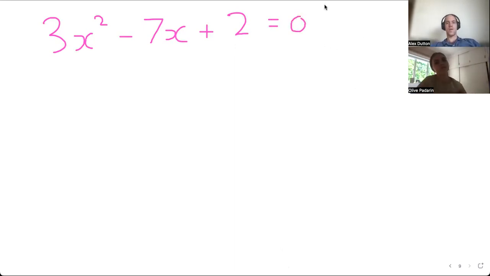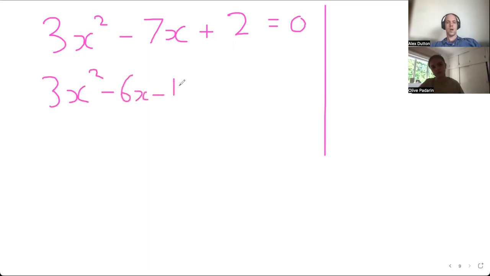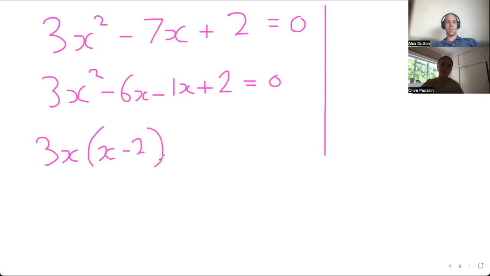6. So now we're looking for the two numbers that will multiply to make 6, but add together to make negative 7. What are they? Negative 6 and negative 1. Then you end up with 3x squared minus 6x minus 1x plus 2. Notice that's the same second term as we had from before. Be careful with that. So then you end up with 3x times x minus 2 minus 1 times x minus 2.